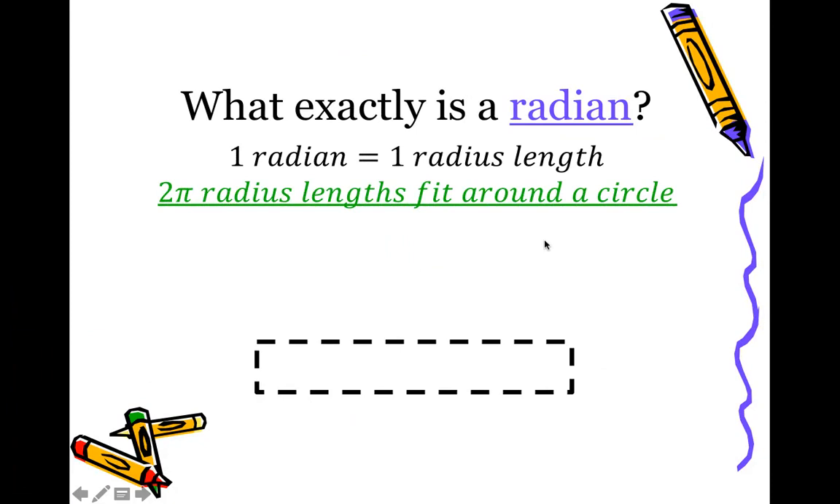So 1 radian is actually 1 radius length around the circle. So 2 pi radius lengths fit around a circle. Right? 2 pi radius length. That's why it's 2 pi r. So whatever that radius length is, if I multiply it by 2 pi, that's the circumference. I'm going to show you one more applet.